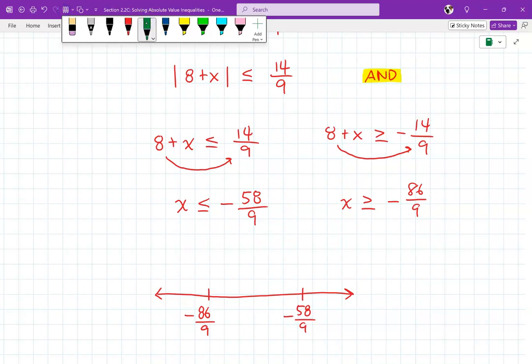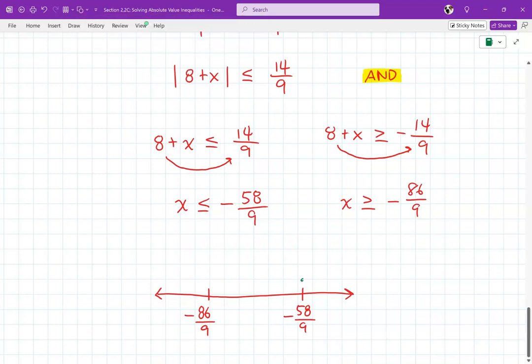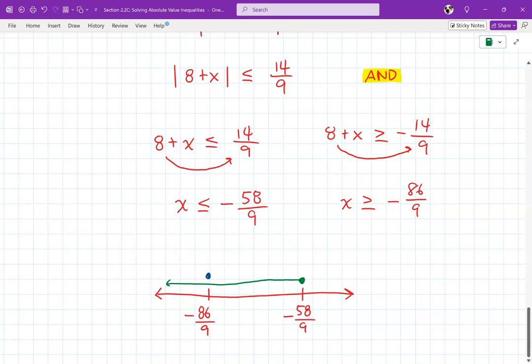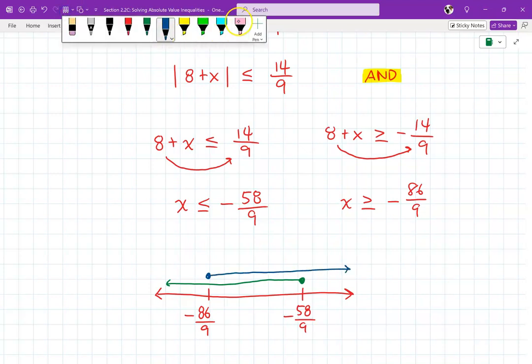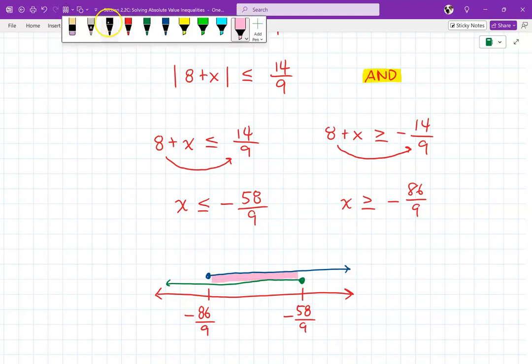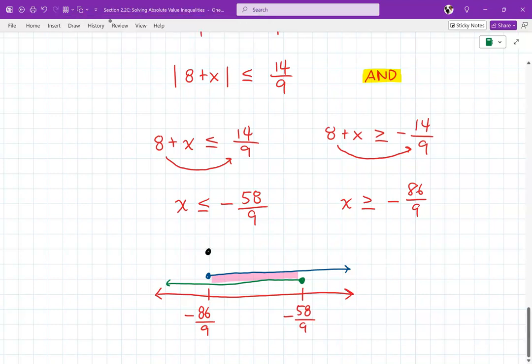Okay? All right, so let's draw. So for the first one, negative 58 over 9, it's going to go left. It's going to be a solid circle going to the left. And then the other one is going to be a solid circle going to the right. Okay, so if I just highlight what they have in common, which is right here, that means that my answer is from here to there.